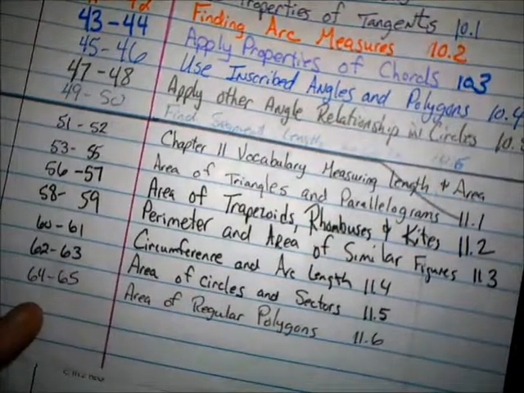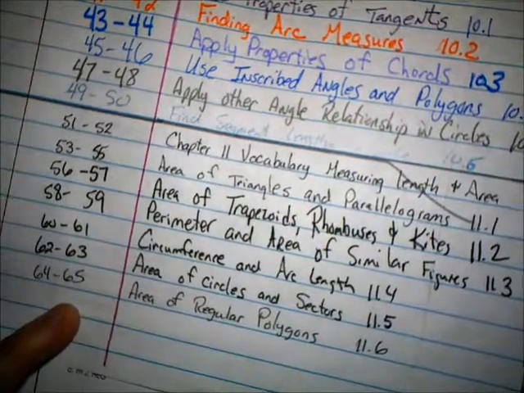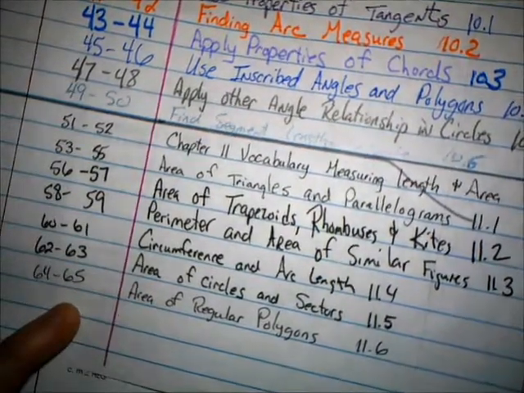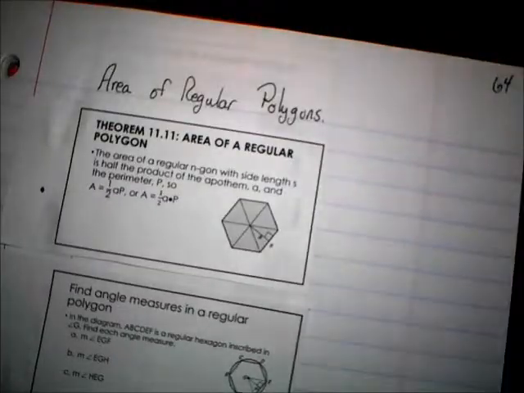Section 6 on pages 64 and 65. Put it in your table of contents, please. Okay, title this area of regular polygons.